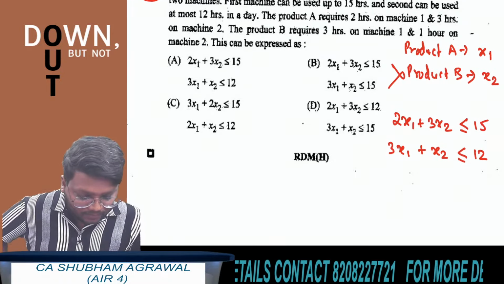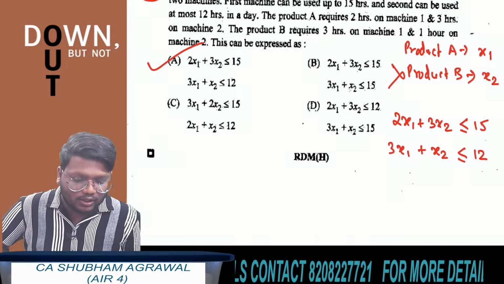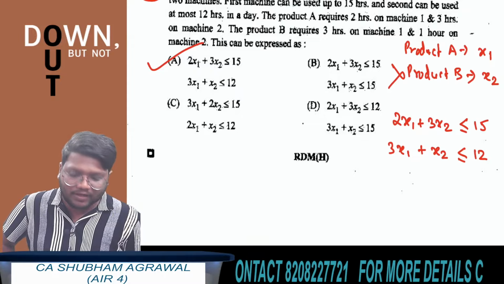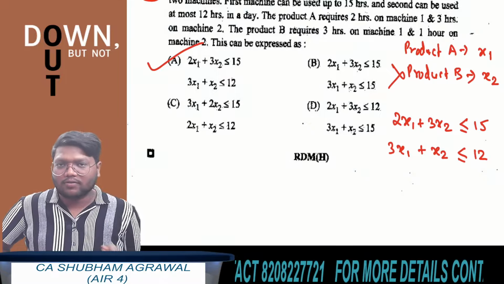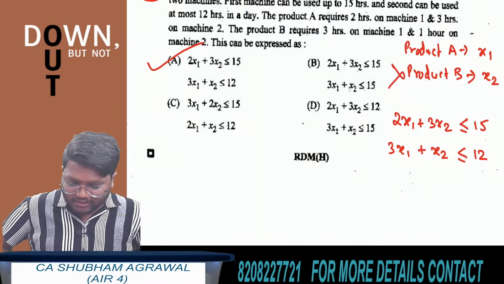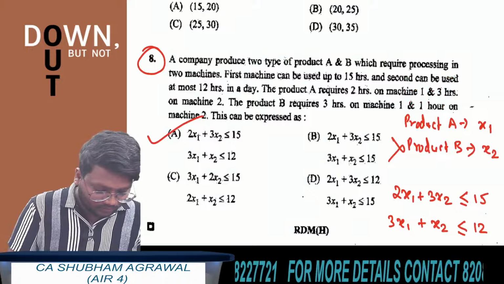Which option is correct? Option A is the correct answer. 2x1 plus 3x2 is less than or equals to 15, and 3x1 plus x2 is less than or equals to 12. Okay, option A is the correct answer.